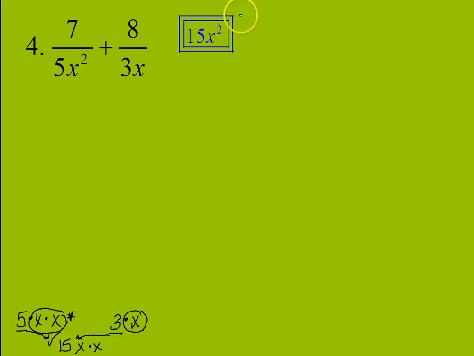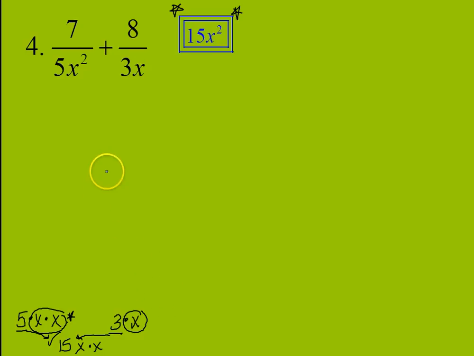That's step 1, and for a lot of you, this is going to be the hardest step. So maybe checking with me or your neighbor when you're working on your homework to make sure you got that step right before you do the rest of the question will be a good idea for you. So 15x squared is my common denominator.